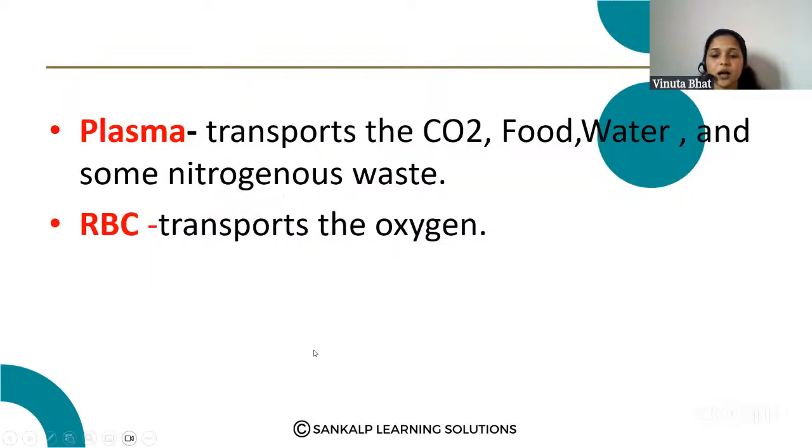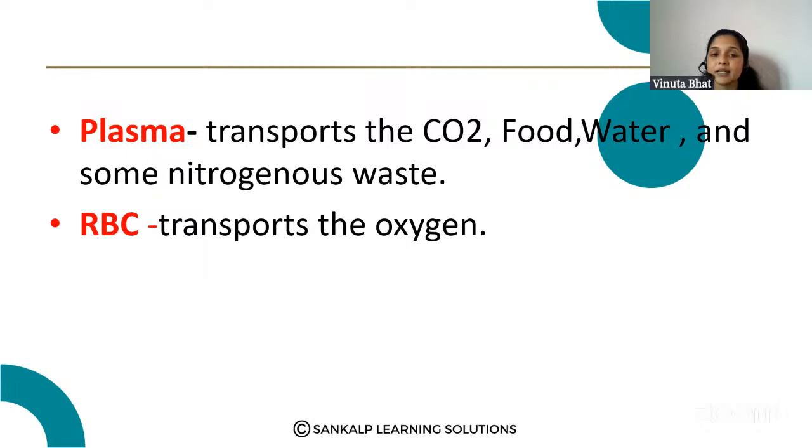Next question. How does the blood transport the essential nutrients in our body? Here, plasma transports carbon dioxide, food, water and some nitrogenous waste. The food, which is essential material in our body, and water, which is also essential, are transported by the plasma, and RBC transports the oxygen.